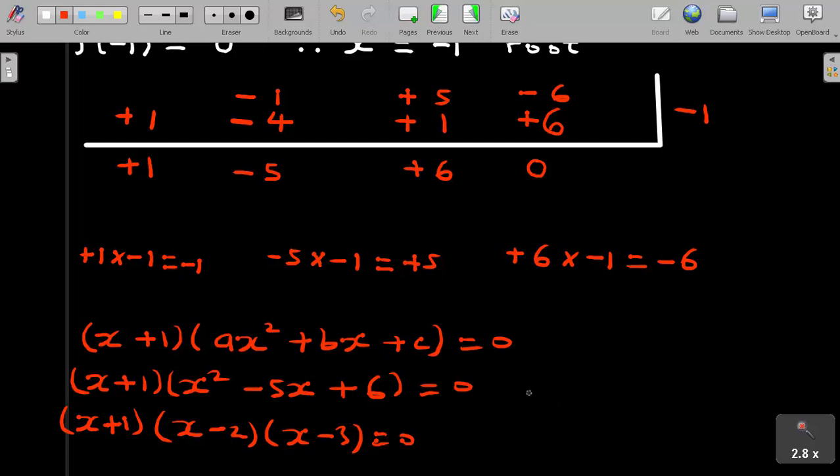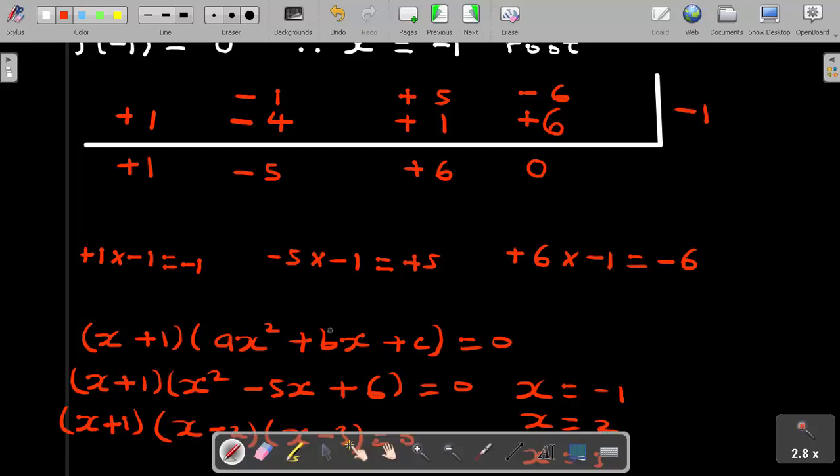So that means, in this particular case, what are the answers here? I have x equals negative 1 as my first answer. Then x equals positive 2 as the other answer. Then x equals positive 3 as the other answer. That's how we solve using the synthetic division method. Now another example here which I have.